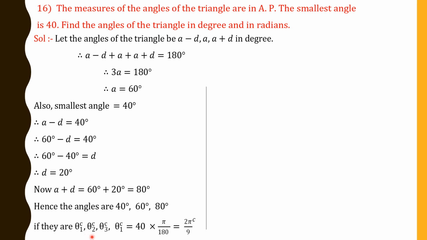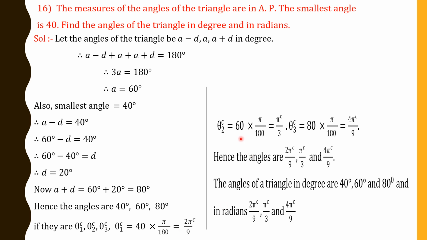If they are theta 1 radian, theta 2 radian, theta 3 radian, then theta 1 radian equal to, to convert to radian, we multiply all the angles by pi divided by 180. Therefore 40 into pi divided by 180 equal to 2 pi divided by 9 radian. Second, theta 2 radian equal to 60 into pi divided by 180 is pi divided by 3 radian. Then theta 3 radian equal to 80 into pi divided by 180 equal to 4 pi divided by 9 radian. Hence the angles are 2 pi divided by 9, pi by 3 and 4 pi divided by 9 in radians.